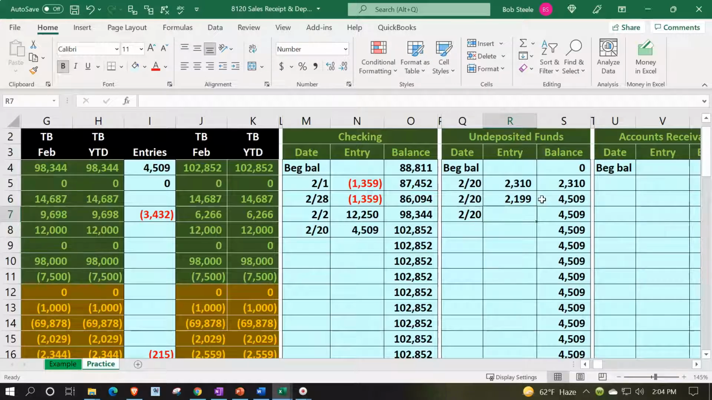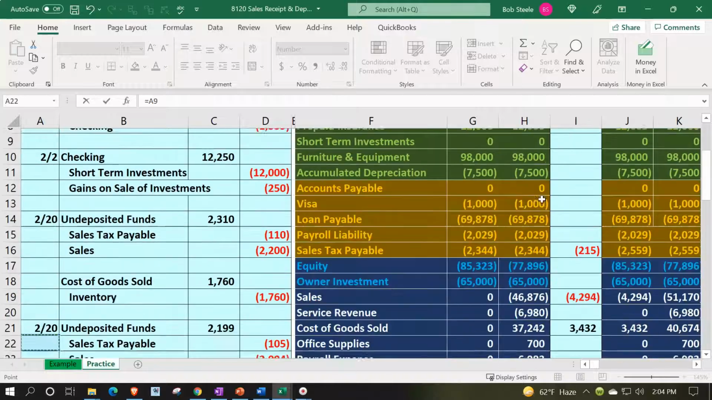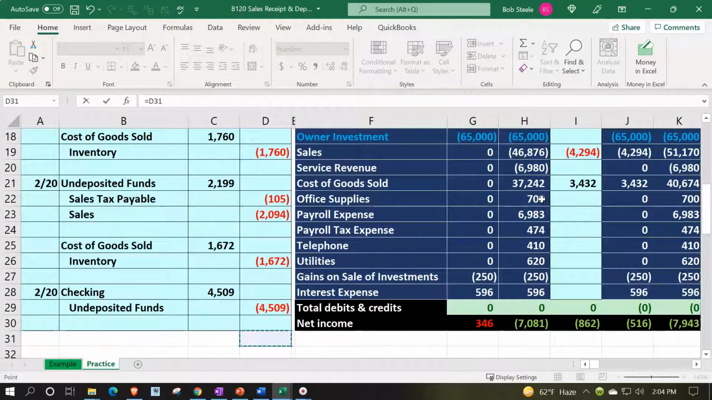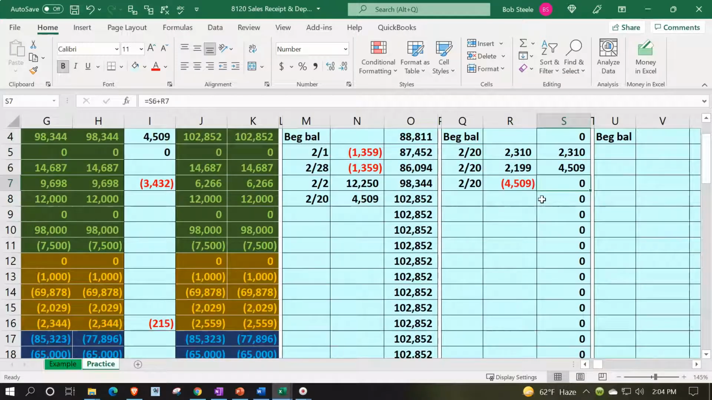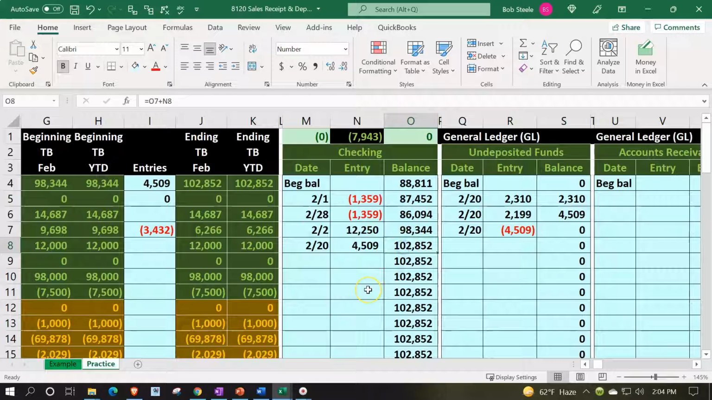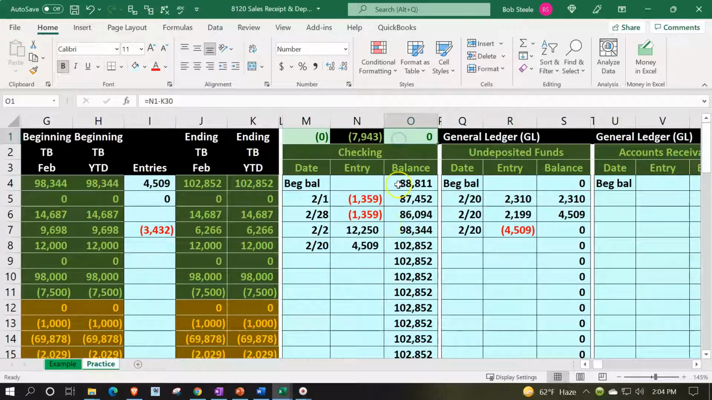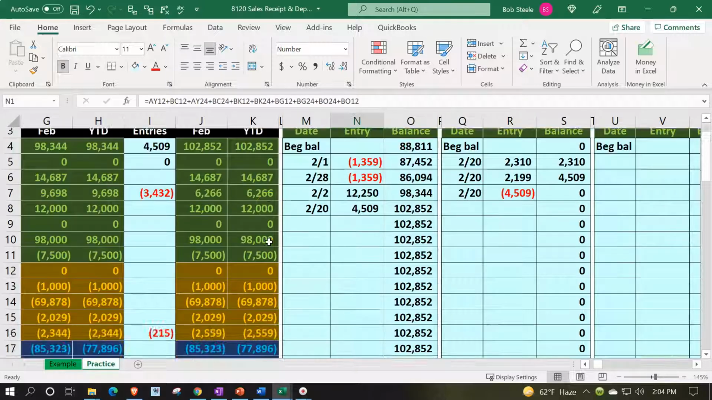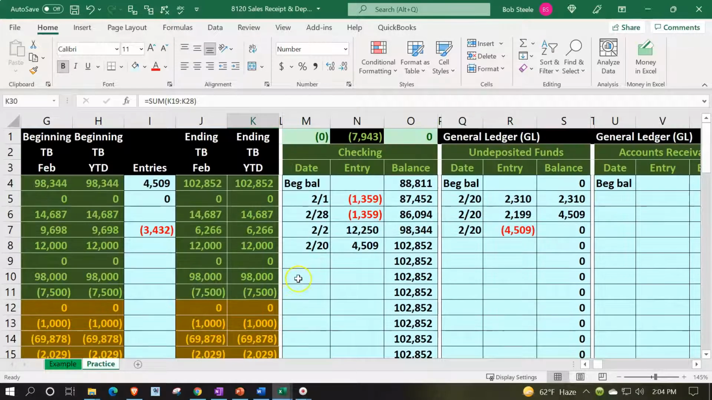We're going to be saying this is an R7 equals left to the wall. R7, scrolling down, we're going to pick up then the undeposited funds of the 4509, bringing it back down to 0. So we're back to 0 in the undeposited funds, matching the trial balance. We're at the 102,852, matching the trial balance in the cash. We're back to 0 up top in the posting to the general ledger, and our general ledger year-to-date number here for net income matches the year-to-date number on the trial balance as well.